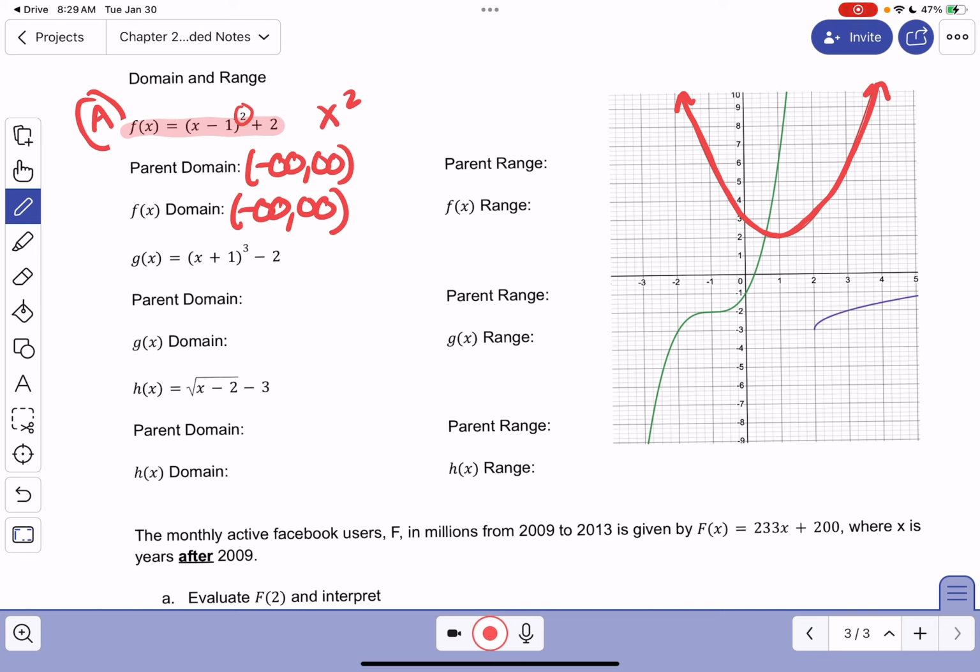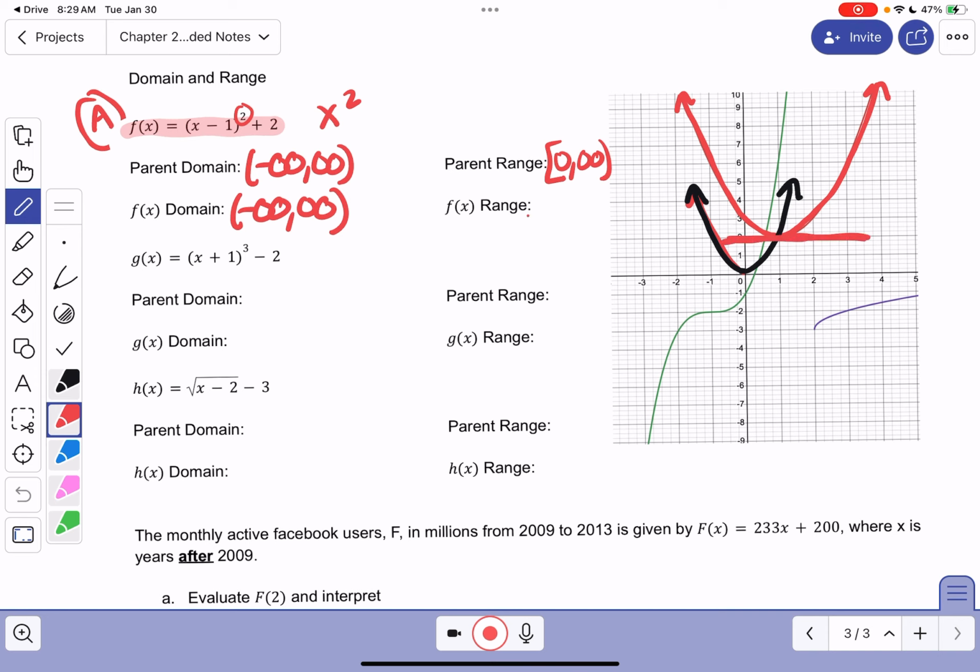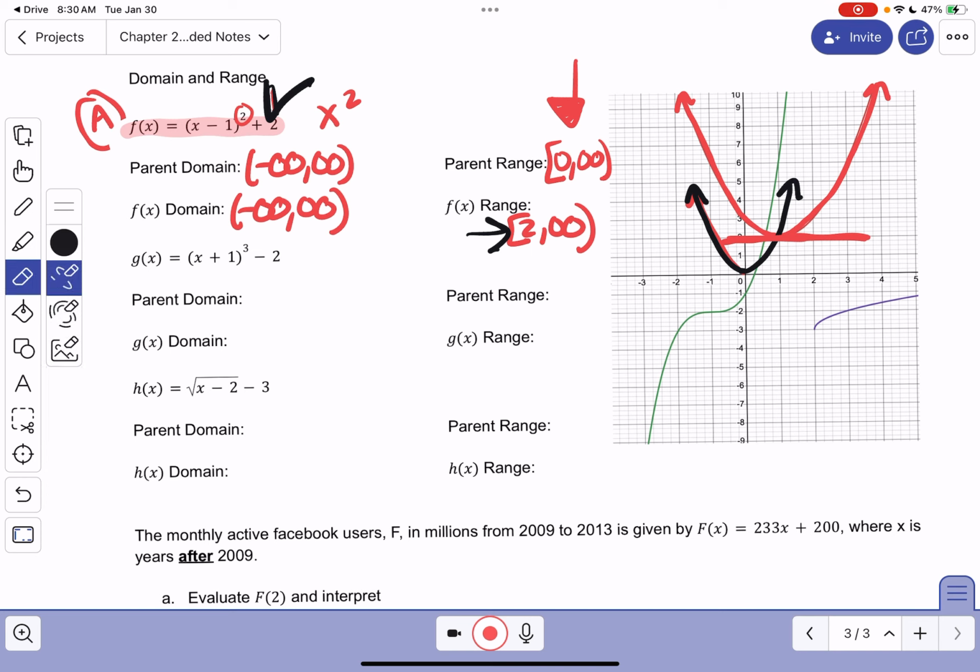The parent function, and I'll draw it here so you guys can see it. How about I draw it in black? So our parent function would look like this. The range starts at 0 and goes up, so it's 0 to infinity. The range of the red one, it bottoms out at 2. So when our range had a number, by moving it up over here, that changes our range. So that is A, that's the red one.